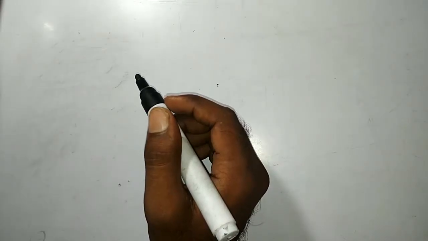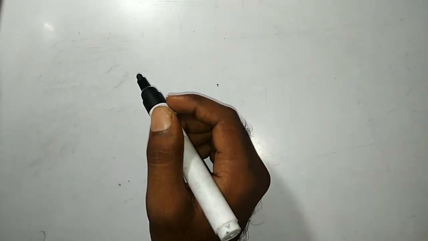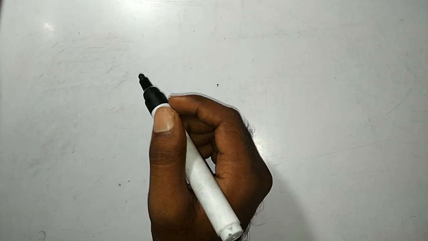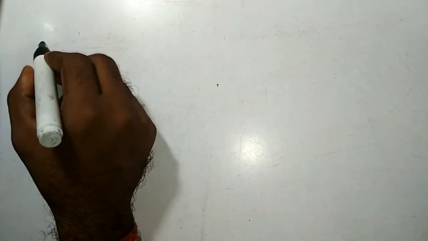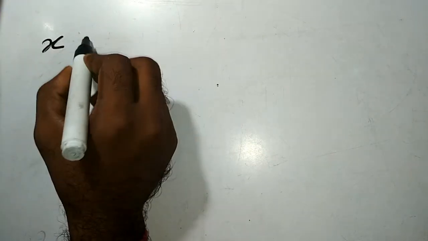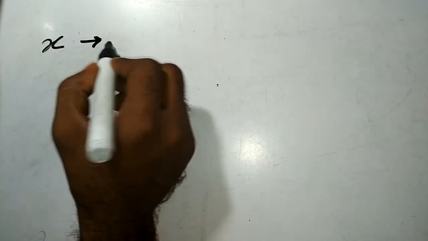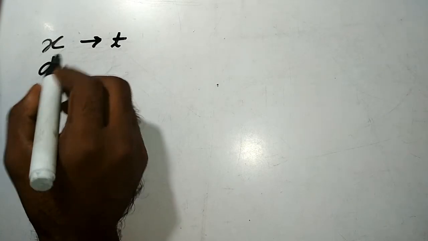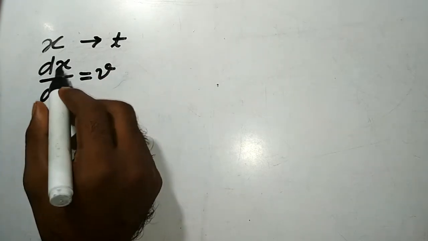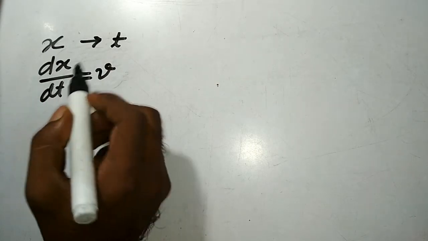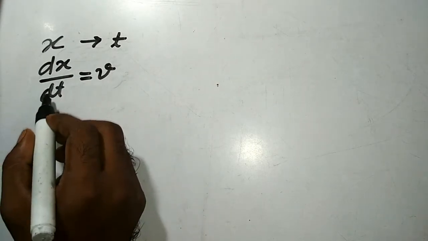Hi, welcome you all to this session of the lecture on making a relation between moment of inertia and other physical quantities. So first, suppose there is a displacement x of a particle in time t. The differentiation of this quantity x with respect to time gives you the velocity, meaning the rate of change of position with respect to time is the velocity.